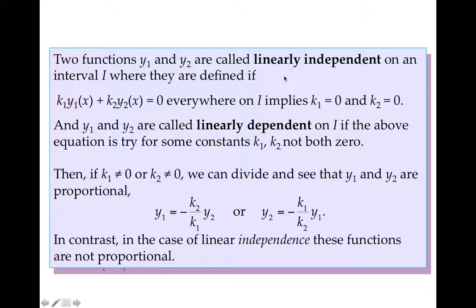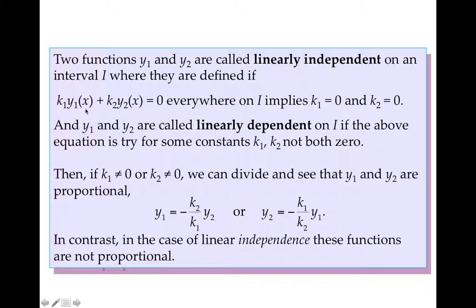So that brings up the concept of linear independence. So we say that y1 and y2 are linearly independent if the following holds. If we have a constant times y1 plus a constant times y2, and that's equal to 0 everywhere, then k1 and k2 would have to be 0. Otherwise, if we can find a k1 and a k2 not 0, where this equation is true, then y1 and y2 are linearly dependent upon each other. This is a kind of a fancy way of saying that y1 and y2 can't be proportional.